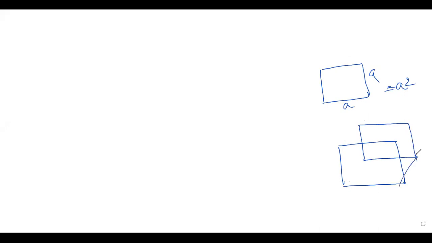See, for square, A into A is equal to A square. Now we are taking cube. Cube means take a cube. This is a cube. You know, cube is nothing but, see, all the faces are equal. Each face is a square, right? All the faces are squares.